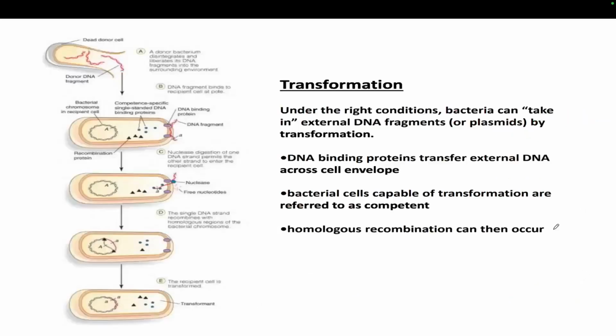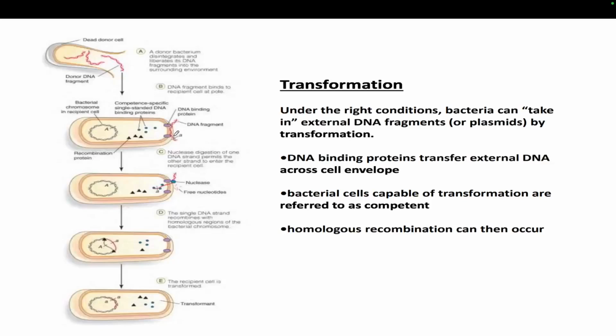So we will see it in summary. What is transformation? Suppose this is the donor cell. The donor bacteria disintegrates and liberates its DNA fragments into the surrounding environment. Firstly it will lyse and liberate its DNA outside of the cell. Because this recipient cell is competent enough to take this DNA, the DNA will come and bind to the surface of the recipient cell, through the help of DNA binding protein present on the recipient cell surface.